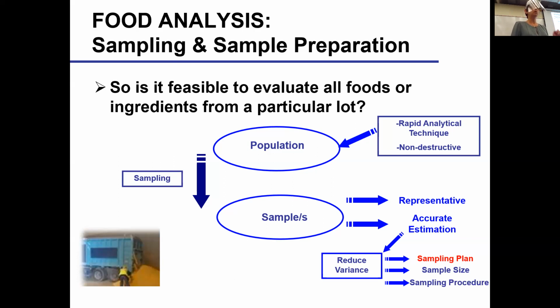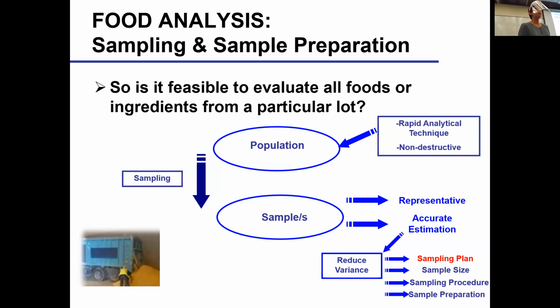Sampling procedure: am I going to use an experienced person to know where to take a sample from? Am I going to use a randomized statistical manner to select my samples? Am I going to use mechanical sampling that takes the sample at certain time points during processing? So I need to determine my sampling procedure.